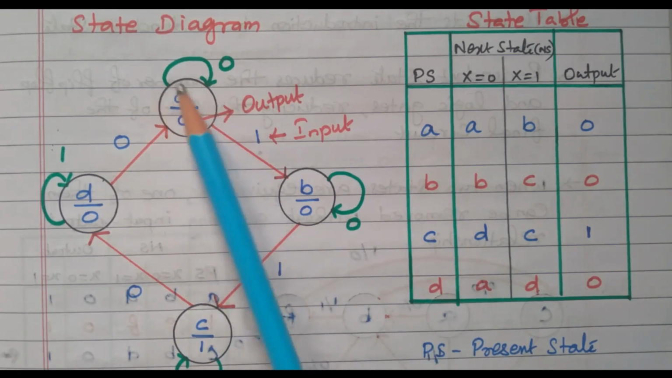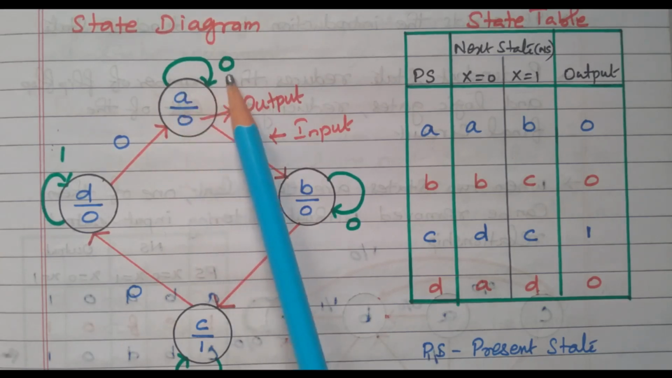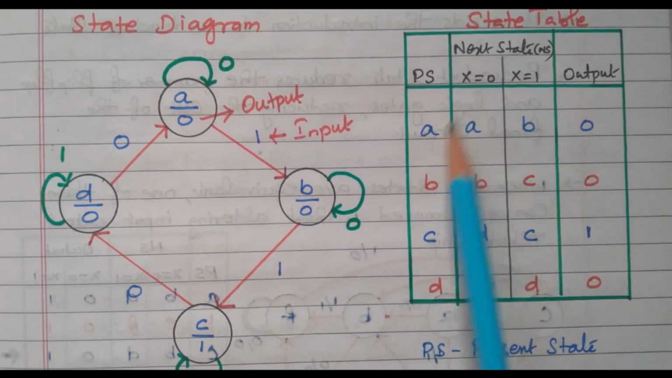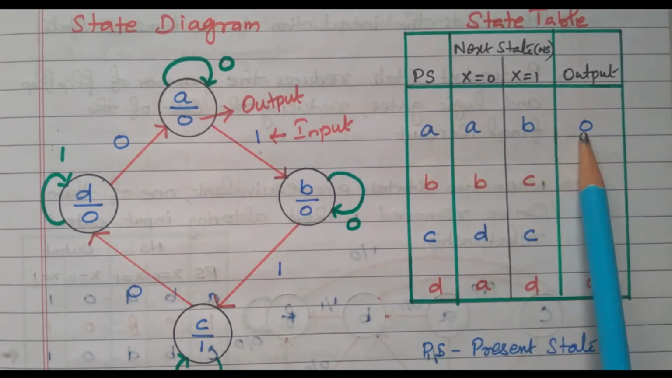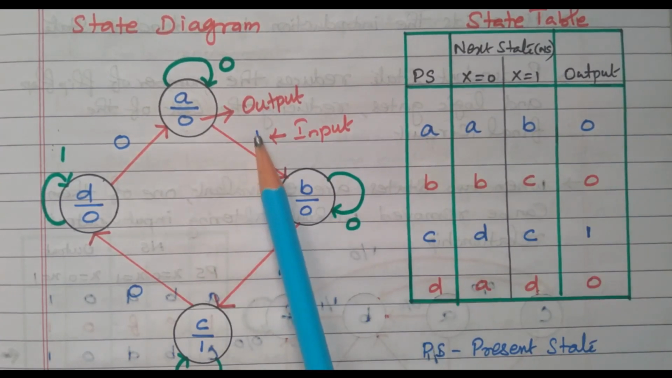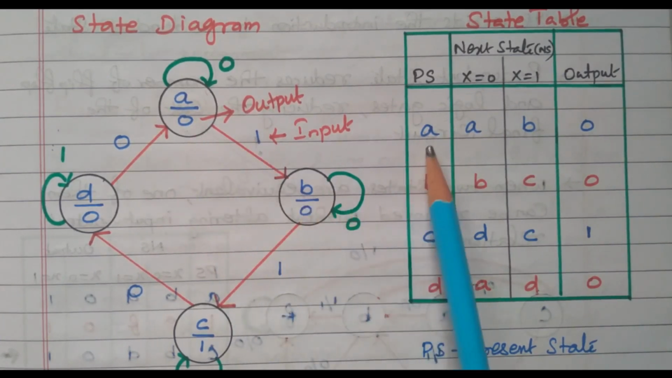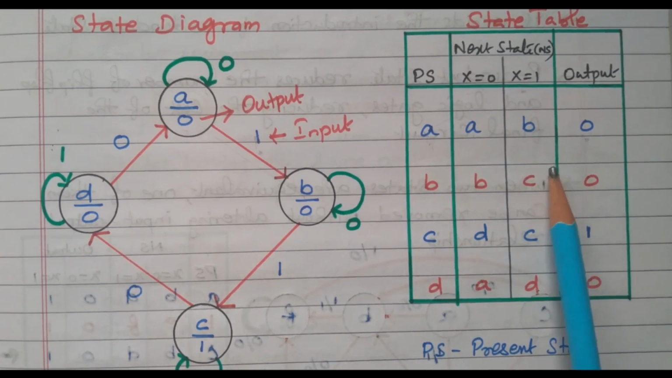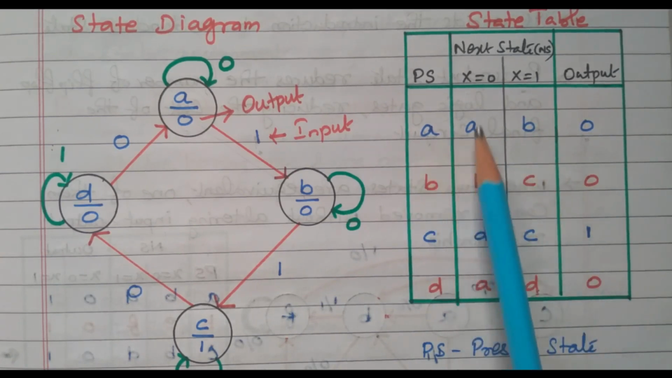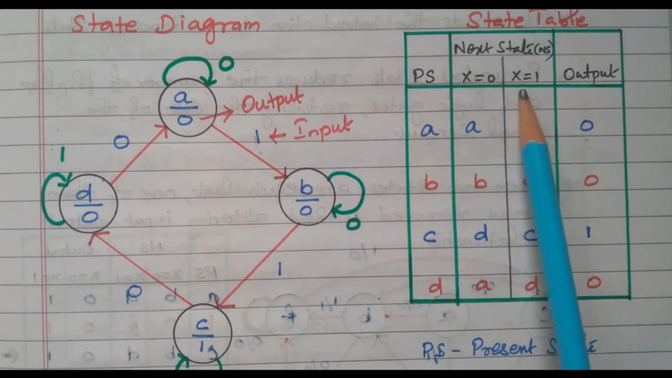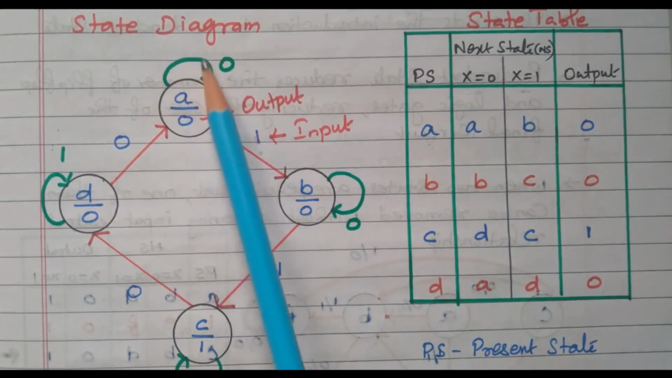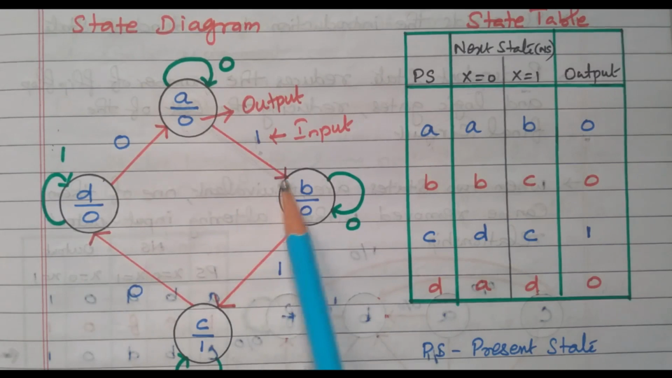First we will take the state A. When x equal to 0, this is the input, this is the output. When x equal to 0, A goes to A itself, and the output is 0. Suppose input is 1, x equal to 1, A goes to B, and the output is also 0. So A goes to A when x equal to 0, A goes to B when x equal to 1, and in both cases the output is 0, as given here.